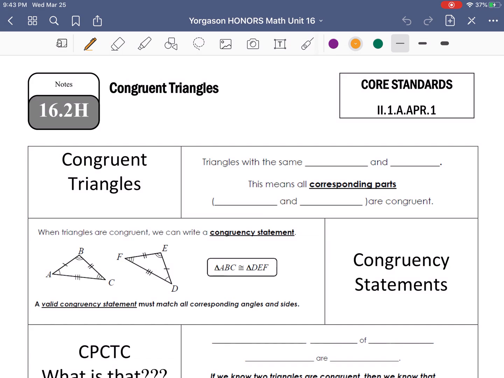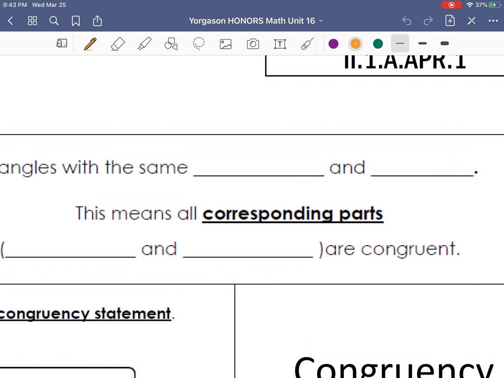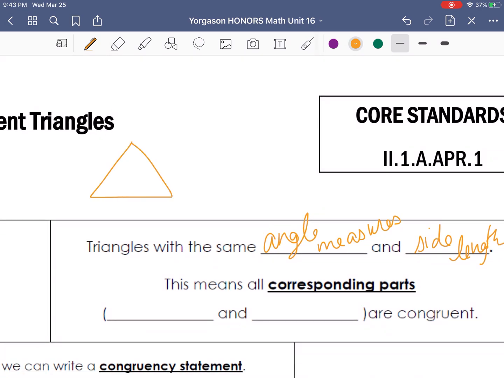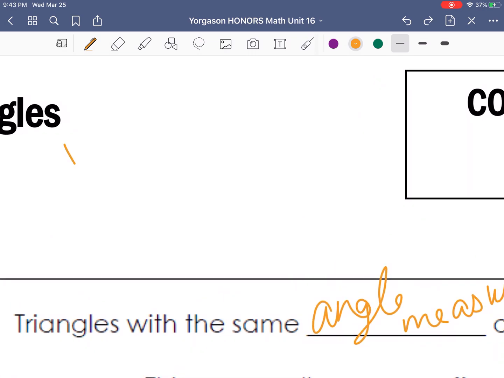First off, we want to fill in some blanks in our notes here. If we were to define congruent triangles, they are triangles with the same angle measures and side lengths. So we could say, if we've got a triangle here, well, let me draw one that's maybe a little bit more interesting. Say that this side is 4, this side is 5, and that side is, I'm just going to make up some number like 7.